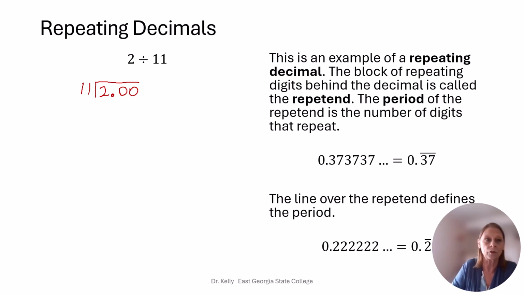Okay, so here it looks like we're going to have a decimal, so I'm going to put my decimal point here. 11 goes into 20 one time. 1 times 11 is 11. Subtract here. We have 9. Going to have to bring down the 0. 11 goes into 90 8 times. 8 times 11 is 88. Bring it down. We have a 2.